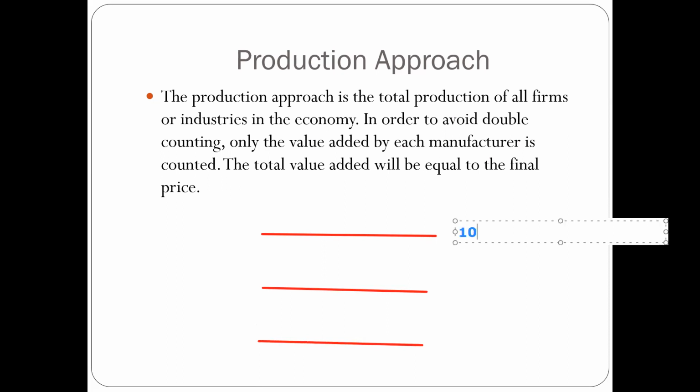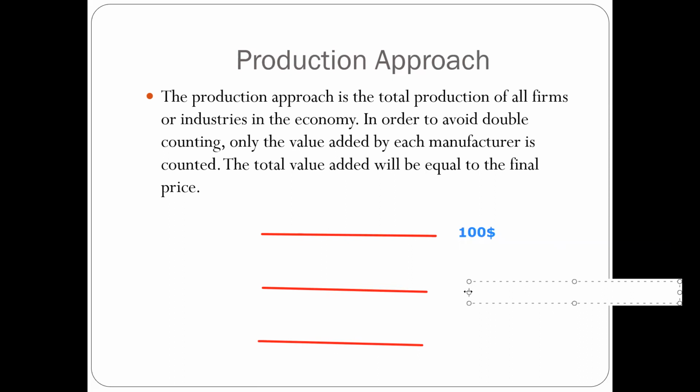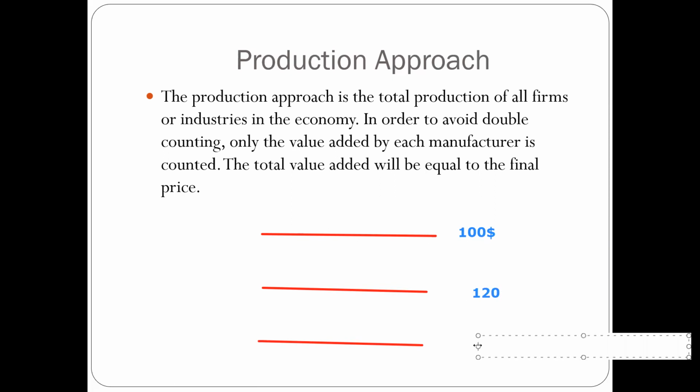If here we had $100, then here we add 120, and here we add 50. So when we sum these three values, we can obtain the value added of all these sectors, and we can calculate the gross domestic product by the production approach.